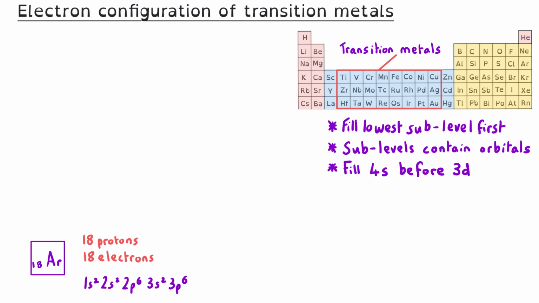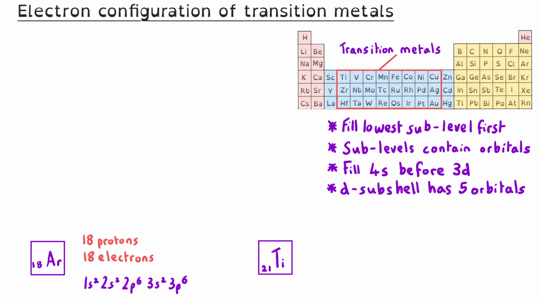For D block elements, it's important to remember that we fill the 4s subshell before moving on to fill the 3d. So for titanium, as an example, which has got an atomic number of 21, so that means it's got 3 more electrons than argon has, its outer electron configuration is 3d1, 4s2. And that means that the 4s subshell is filled, and we're in the process of filling the 3d subshell. Remember, the D sublevel has 5 orbitals, each holding 2 electrons, so potentially up to a total of 10 electrons.